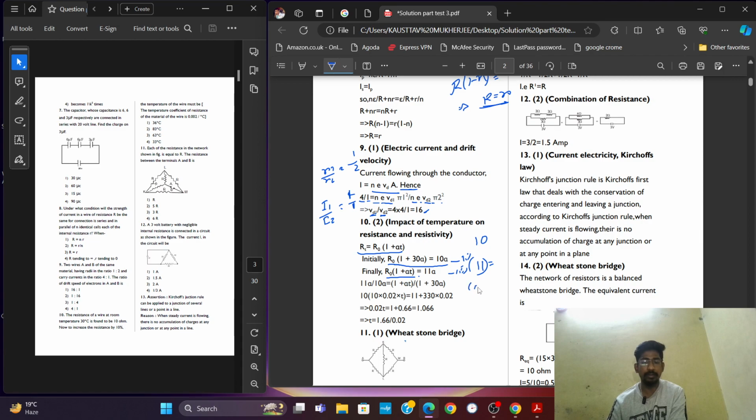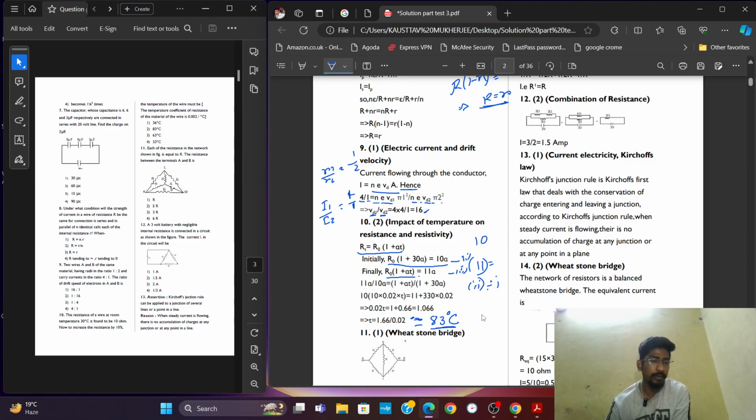If we divide equation 2 by equation 1, you will get this. And if you solve this, you will get that T equals 1.6 divided by 0.02. This is equal to 83 degrees Celsius. That means option 2 is correct.